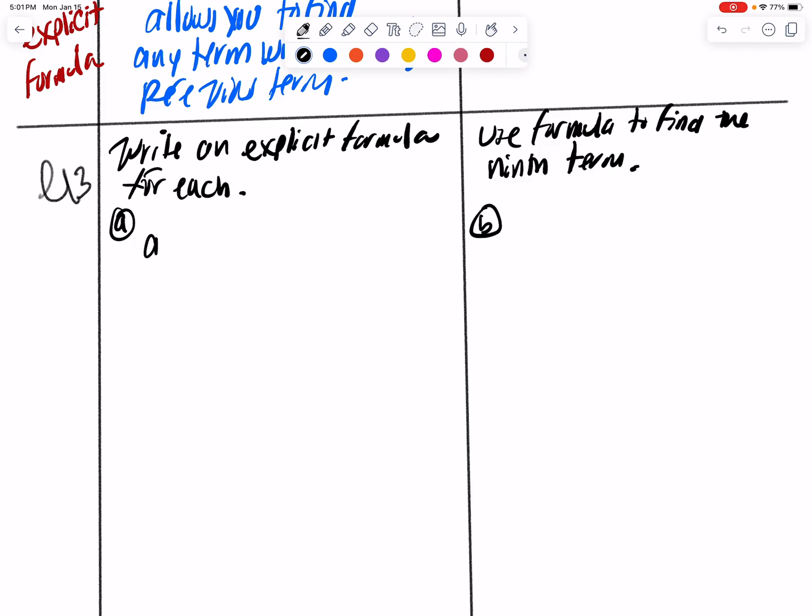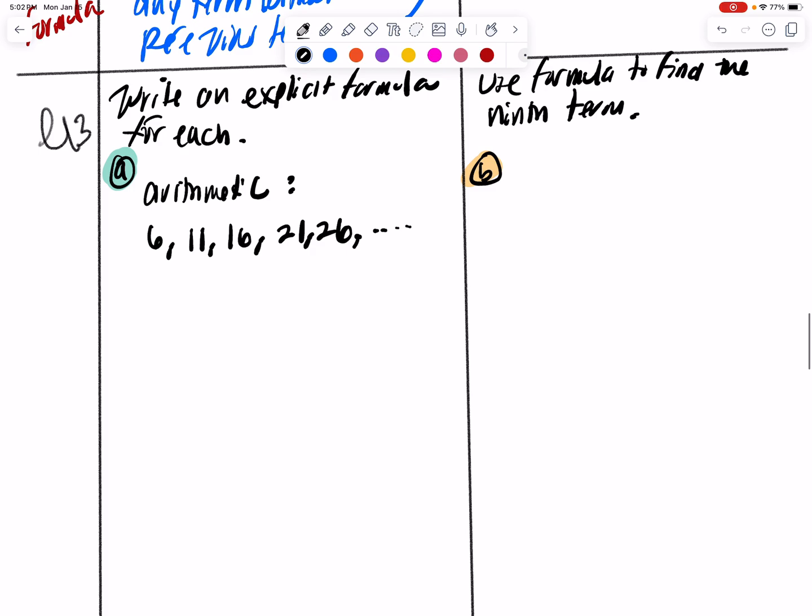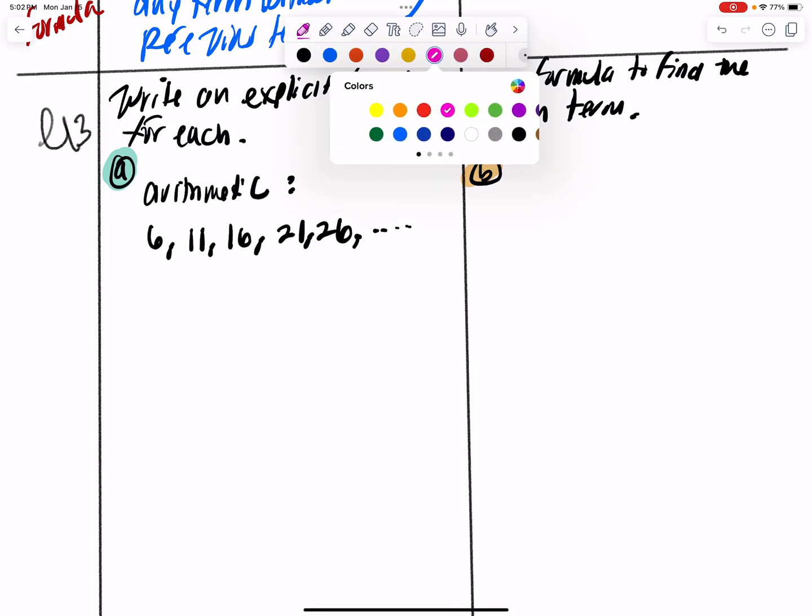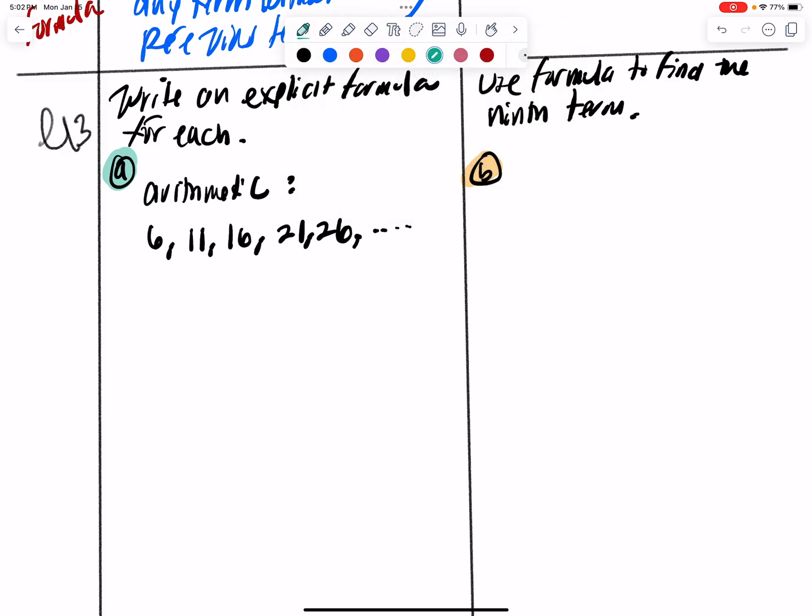So the first one says it's arithmetic. And it's telling me the numbers are 6, 11, 16, 21, 26, dot, dot, dot. Okay. So find the value of A1. So A1, make it another color. Where's that green that I was using? That one. A1 equals 6. And the common difference, it's going by 11 minus 6 is 5.